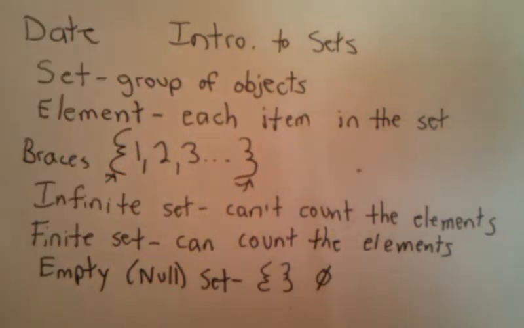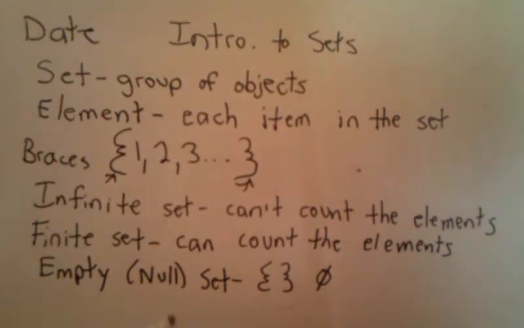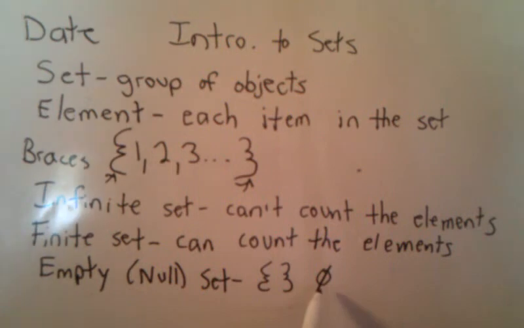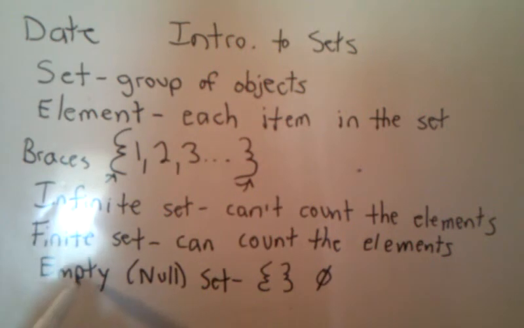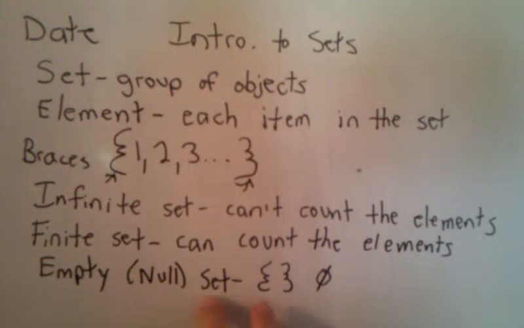Usually we don't use this in class because we don't have a key on our computer that looks like that. This is a symbol of the Greek alphabet. Or you can just write the word empty set or null set. So all four of those are ways to write the empty set. You can say empty set, you can say null set, you can use the braces, or that symbol. So there's four different ways we can write that set.